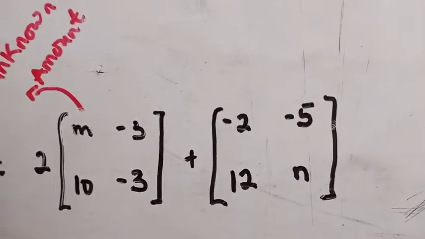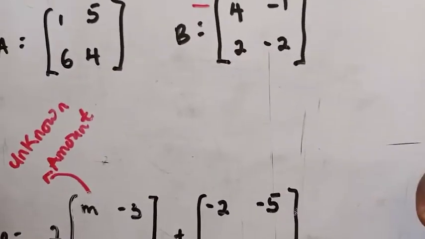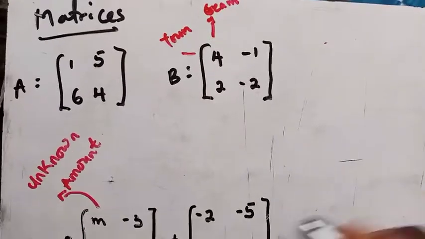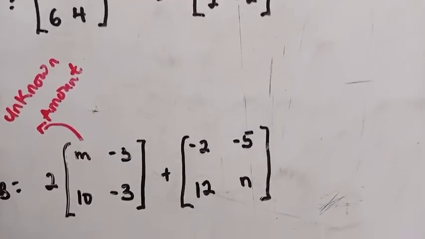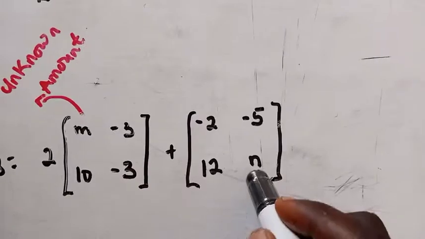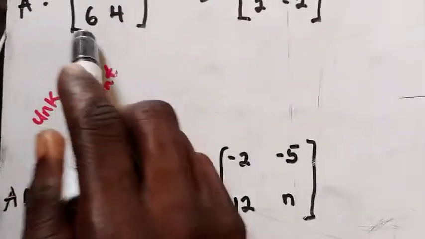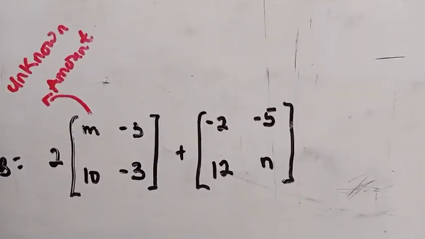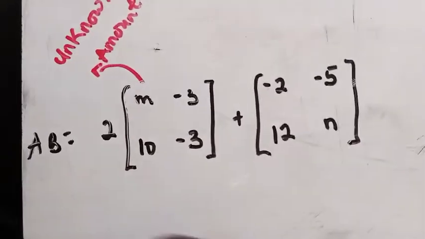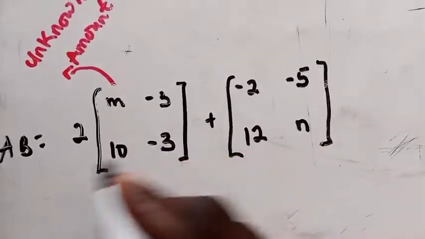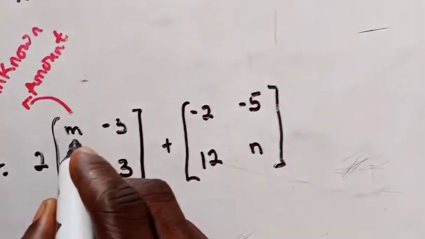All right, so here's the pure exams question that we are going to use to demonstrate the concept. According to the question, we are given these two matrices, and we are told that we should find the values of m and n such that A multiplied by B, if you multiply these two matrices, we are going to have this. Based on that, that's what we are going to use to find the values of m and n.